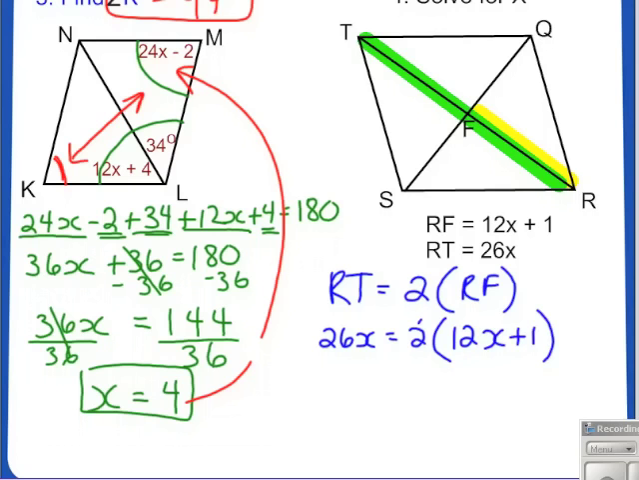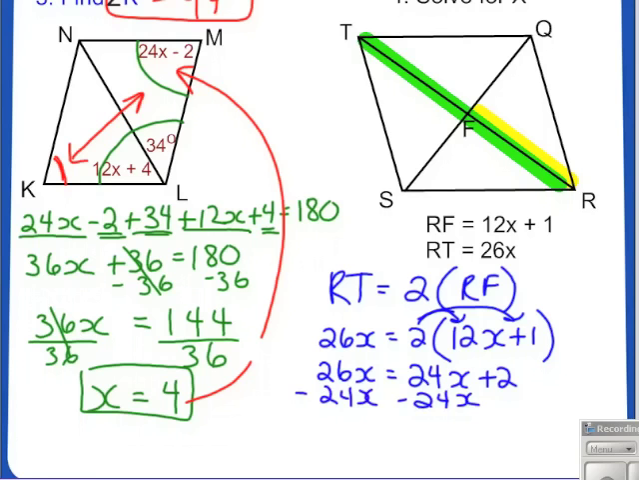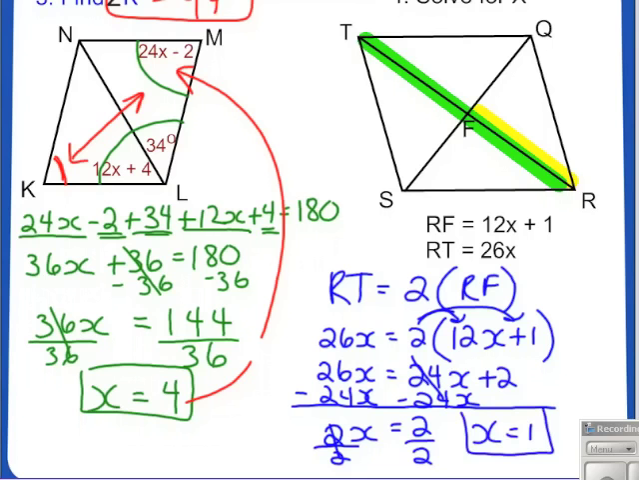So to solve this, remember we have to use the distributive property. So 26x is equal to 24x plus 2. Now, in this instance, we're going to get rid of the 24x because we want to combine our x's together. So, subtract 24x from both sides of the equation, and we are left with 26x minus 24x, which is 2x, is equal to 2. Divide both sides by 2 to get x is equal to 1.